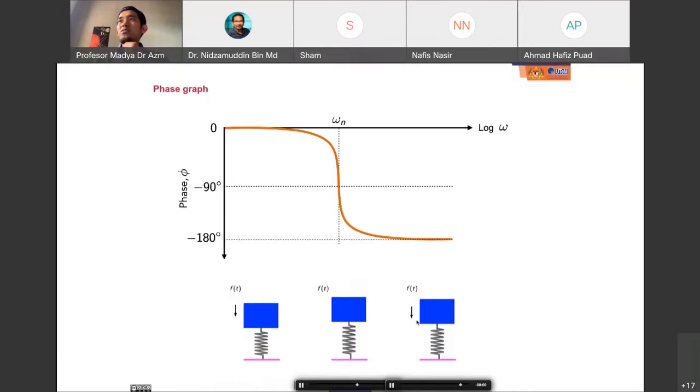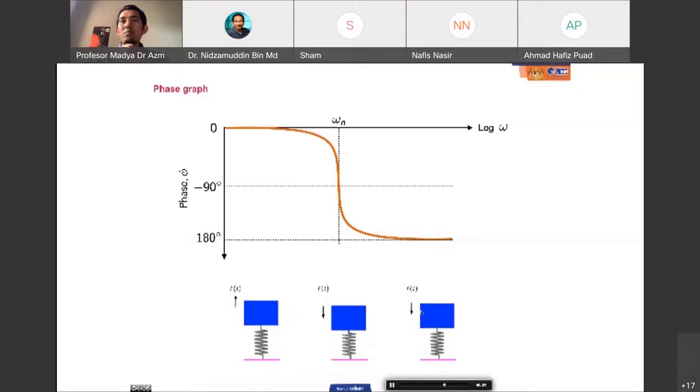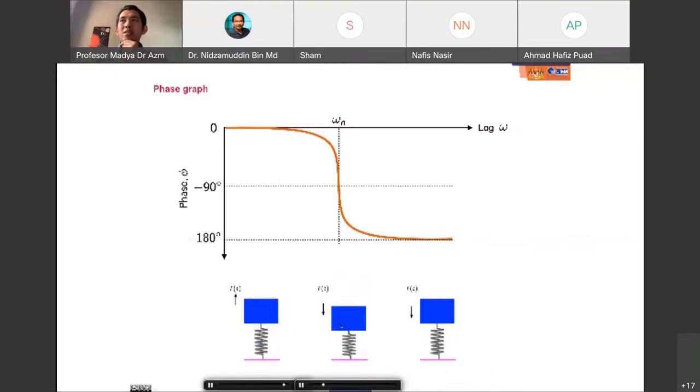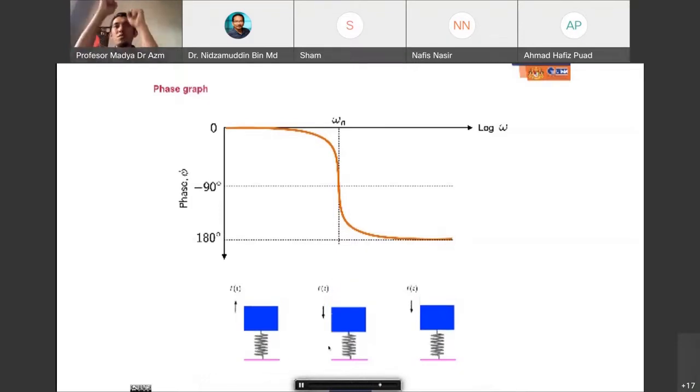180 degrees. So this is the opposite of the zero phase. So if the force goes up, the response will go down. So it's opposite. 90 degrees is somewhere in between. 90 degrees, so it's like the motion of a piston. So this is very effective to excite the system.